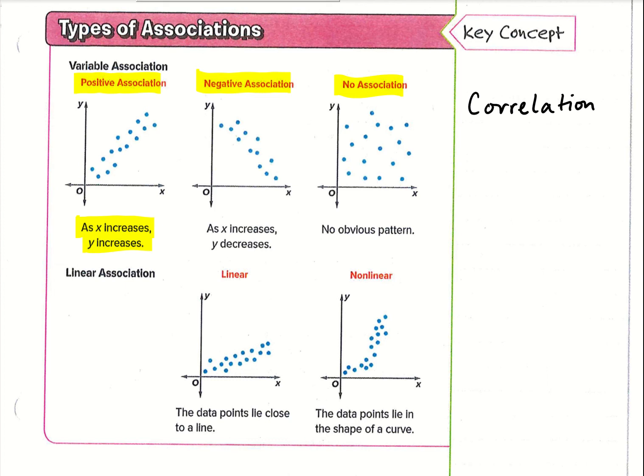A negative correlation is going to be where we have x increasing but y is decreasing. That'll be kind of like this. As we go to the right, it goes down.